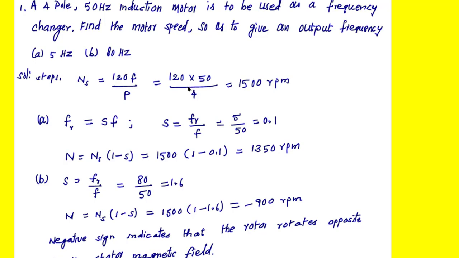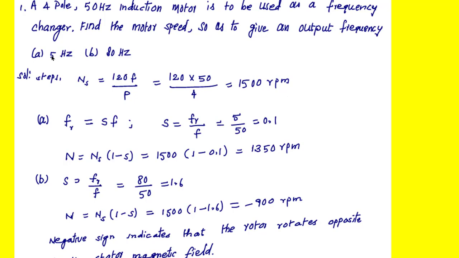The first step is, first find out what is the synchronous speed of the induction motor. We know the synchronous speed of the induction motor is given by 120 F by P. Here F is the supply frequency and P is the number of poles on the stator. So we write 120 into supply frequency 50 Hz, number of poles on the stator are 4. So we get 1500 RPM.